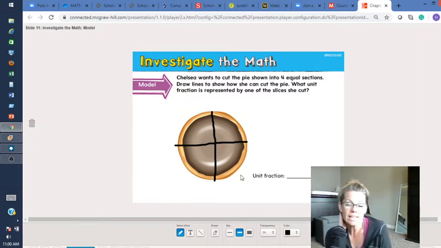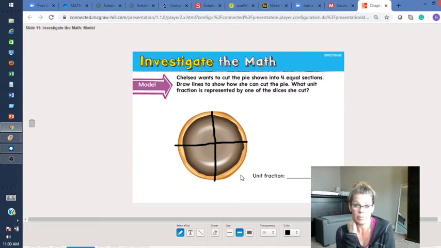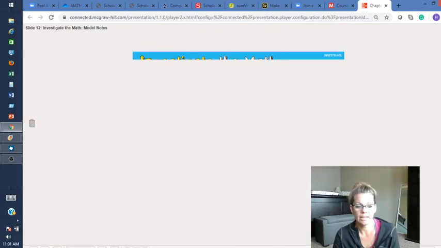Now, what is a unit fraction? Do you remember what a unit fraction is? If we're saying just one slice, then the unit fraction is going to be 1/4, because a unit fraction is always just saying one unit has a 1 in the numerator, and the denominator is always how many pieces, right? Good. All right. We got that one.